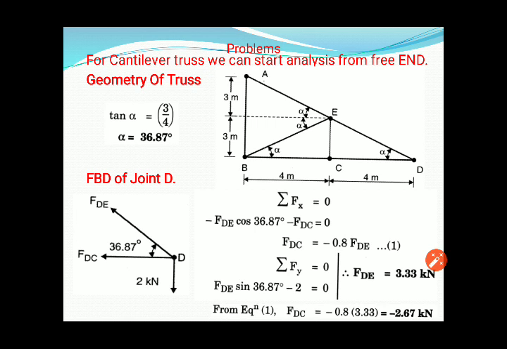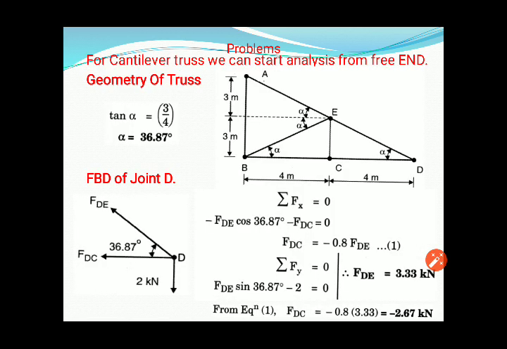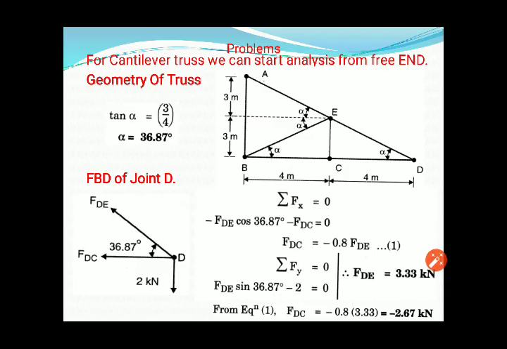So you can see here a free body diagram is drawn. For a cantilever truss, we can start the analysis from the free end, or you can first of all find the reactions. So here we will consider from the free end. If you are considering from the supports, you have to find the support reactions by using equations of equilibrium. Now if I consider the free end D, okay, draw the free body diagram of free end D.